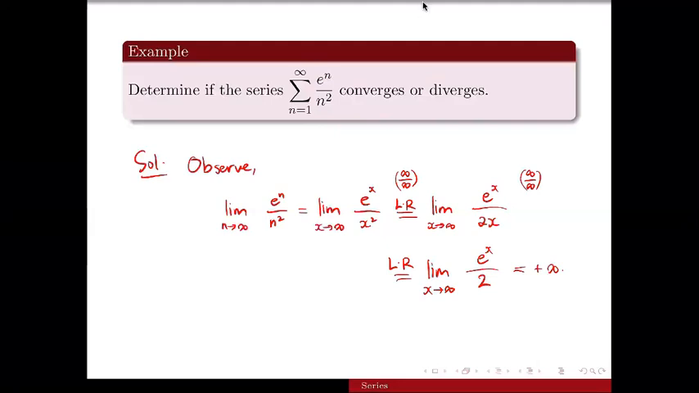Okay? So the limit of e to the n over n squared as n approaches plus infinity is not equal to 0. By the divergence test, the series e to the n over n squared, from 1 up to plus infinity, is divergent.